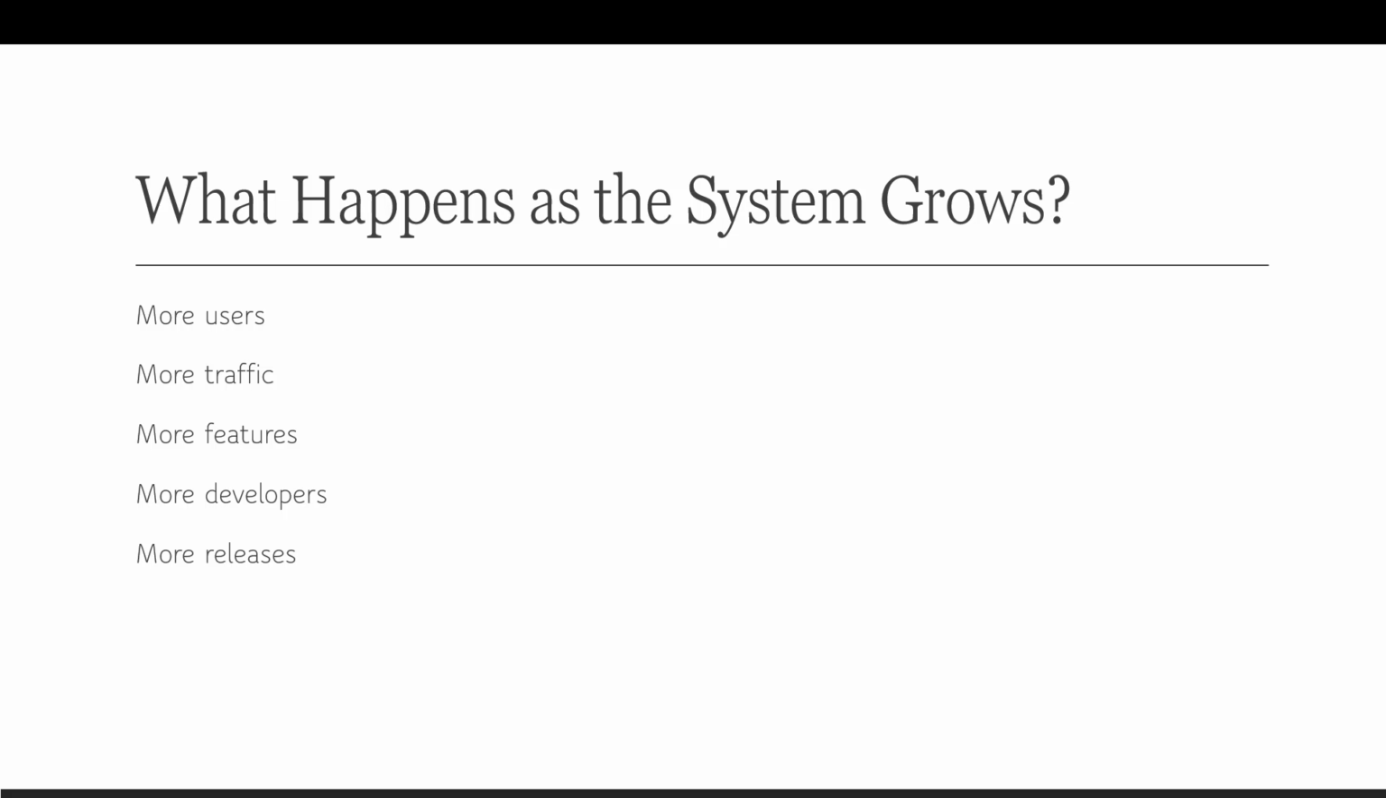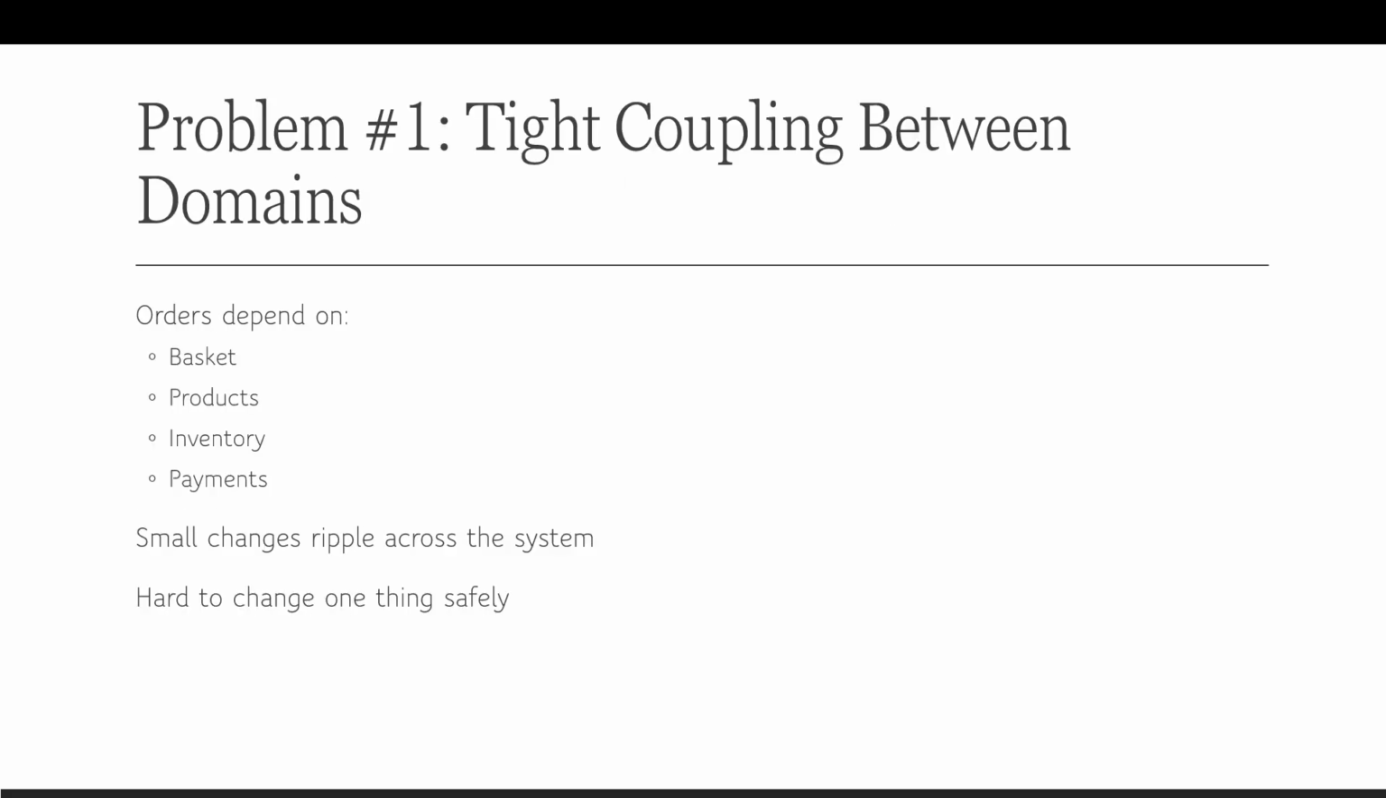Basically, we are going to see more users coming in and more traffic coming to this website. New features need to be added. More developers are getting onboarded to maintain this system, and we might need to release more often, in case we are focusing on just this monolith. So for every change, we need to release it. So what's the problem? Problem one that we are going to face is tight coupling between domains.